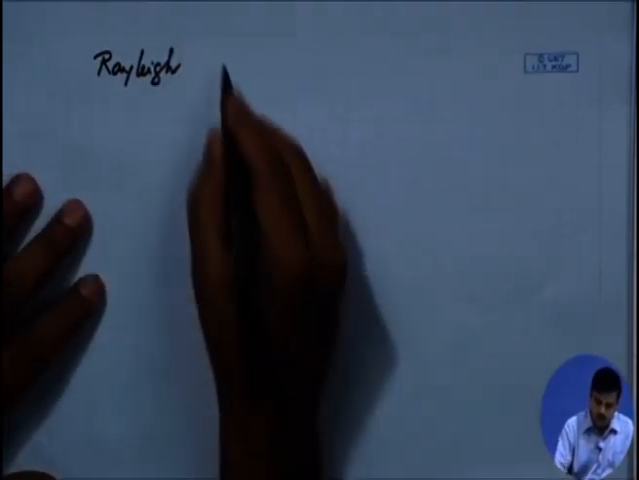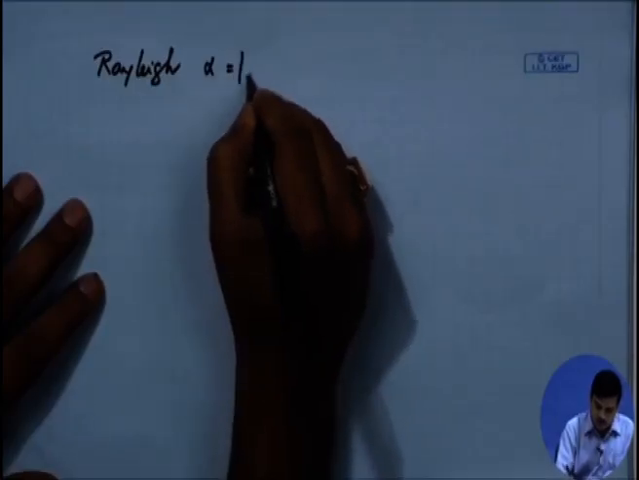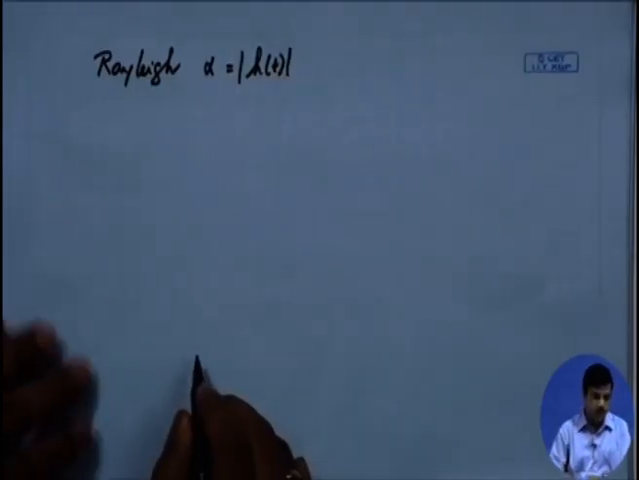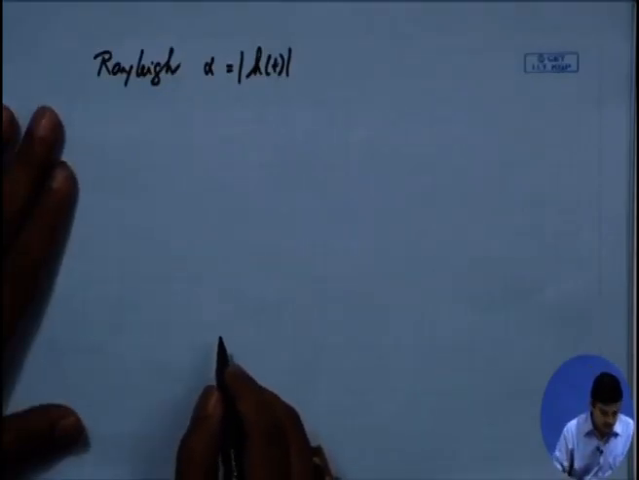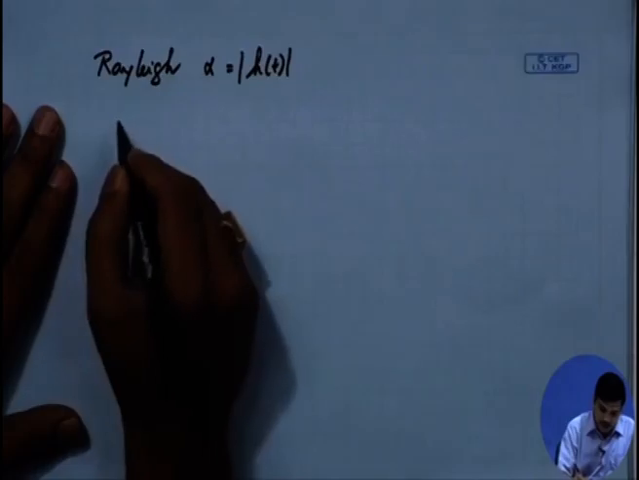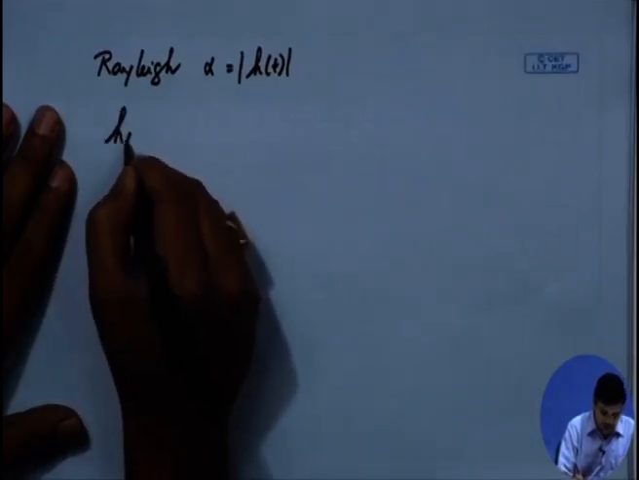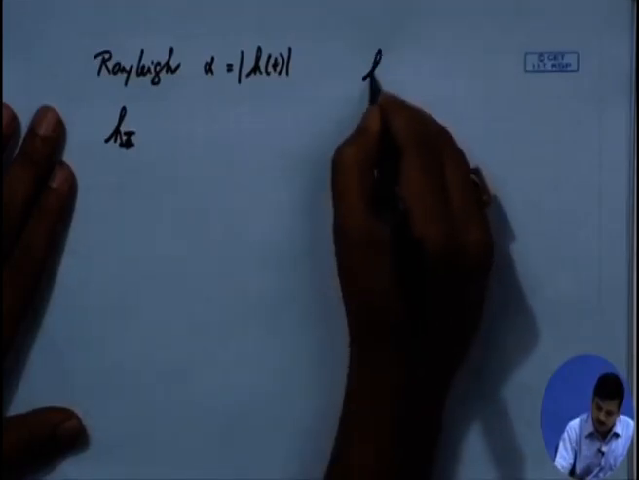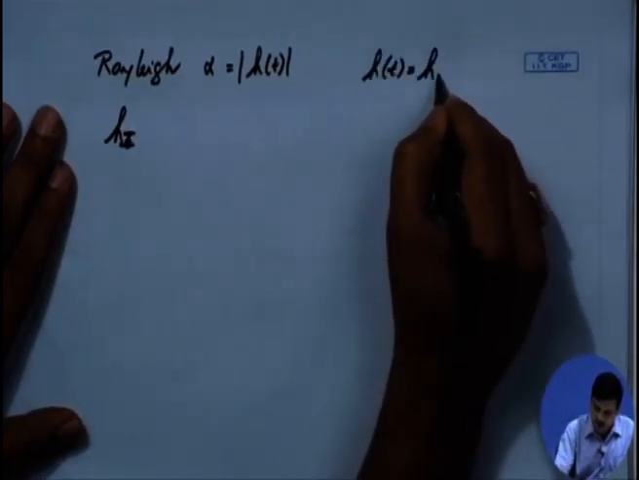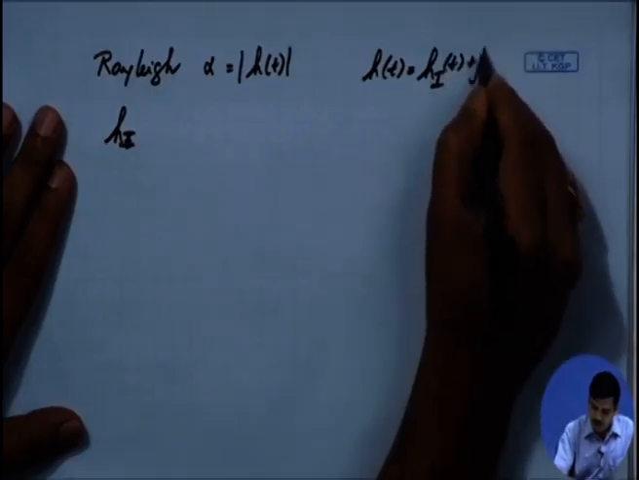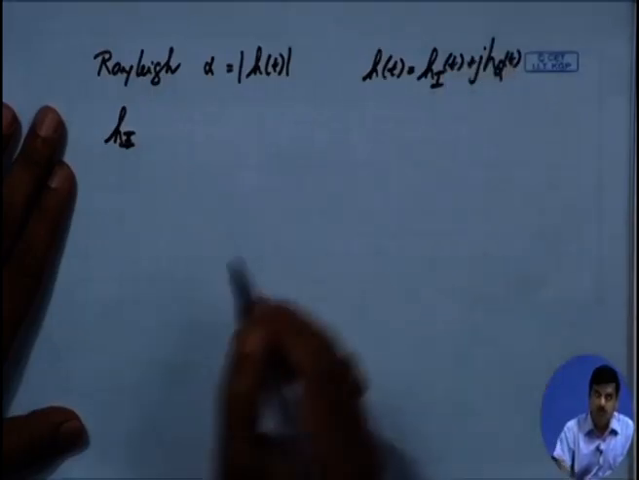Now, before we proceed with the discussion on correlation of the received signal, I would like to remind you of a few things. When we considered the Rayleigh distribution for the envelope, that is alpha equal to mod of h of t, we assumed flat fading, and we said that h of t is made up of h I of t plus j h q of t.